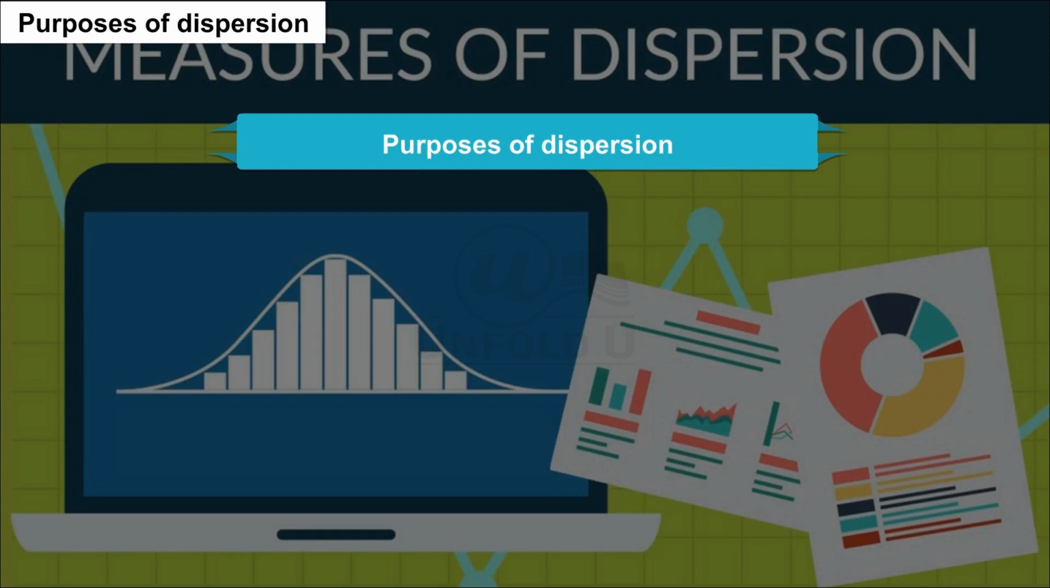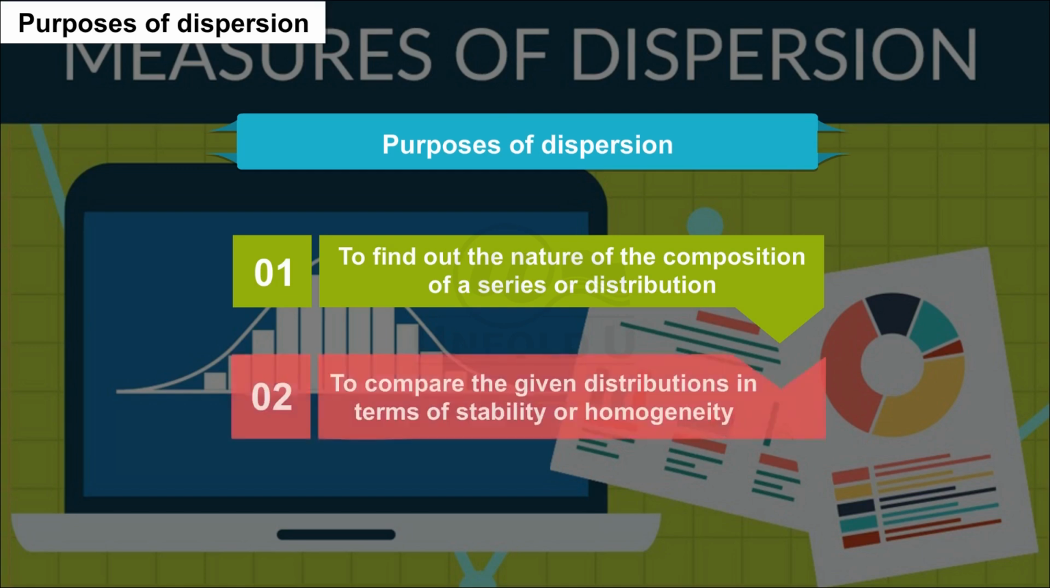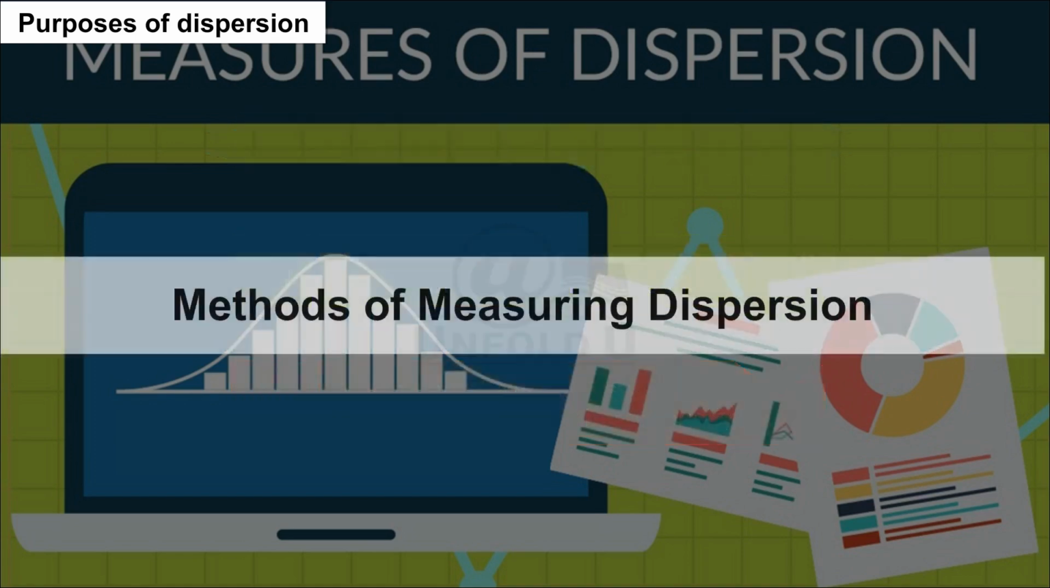Purposes of dispersion. To find out the nature of the composition of a series or distribution. To compare the given distributions in terms of stability or homogeneity.